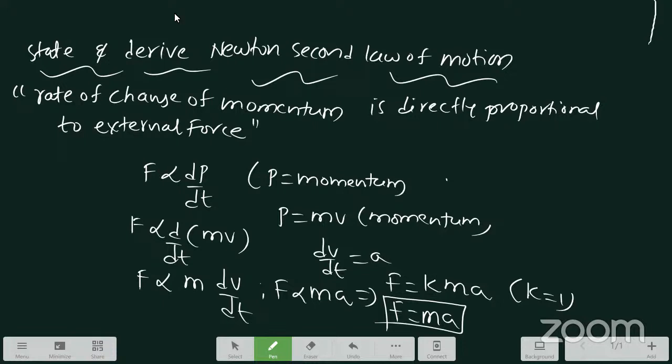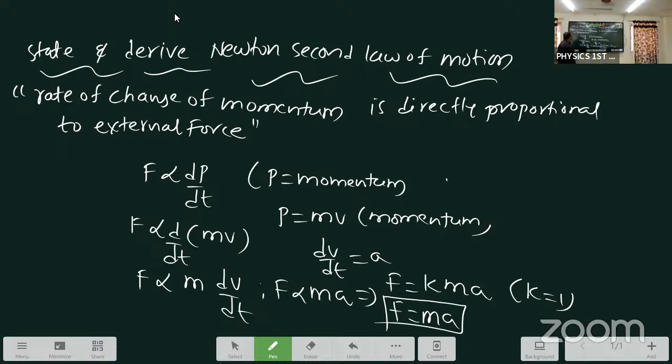State and explain Newton's second law of motion. Rate of change of momentum is directly proportional to external force, capital F, directly proportional to rate of change of momentum, F directly proportional to dp by dt. Momentum P equals mv, m outside the differentiation because it is constant, dv by dt is nothing but acceleration. So F directly proportional to ma, proportionality constant k is nothing but 1, F equals ma. Up to here, state and derive Newton's second law of motion.